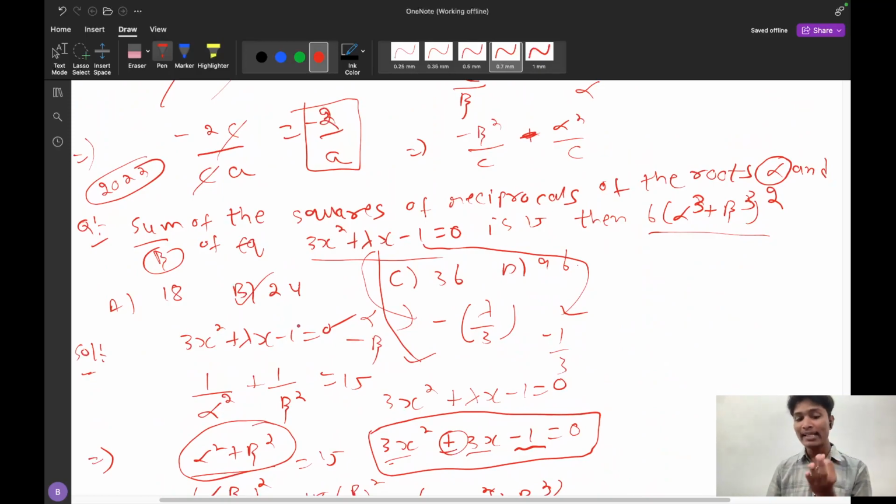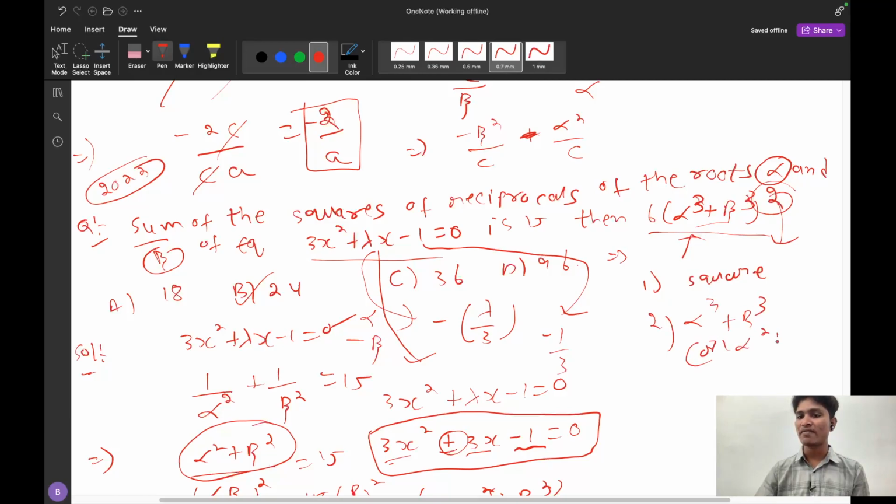How many mistakes did I make in this question? I made 3 mistakes in this question. The first mistake is I didn't understand the question. I understood the entire question, but while evaluating the expression, the first mistake was that I didn't take the square. This square I didn't take in the first step. Second, I didn't understand alpha cube plus beta cube or alpha square plus beta square that they gave.